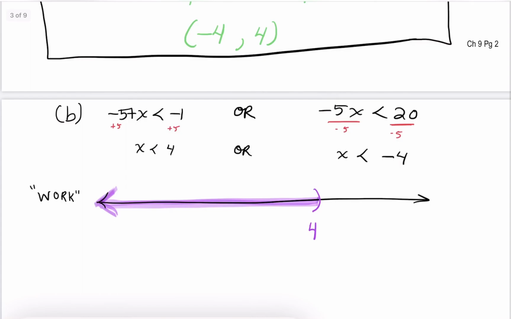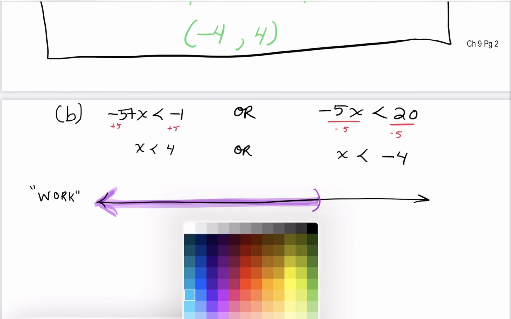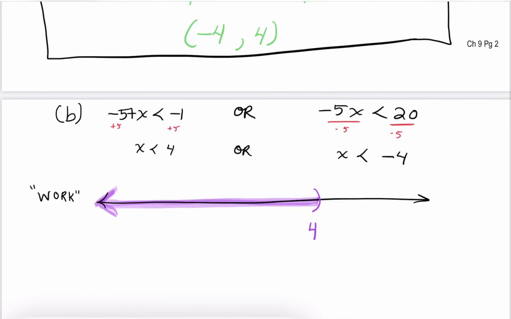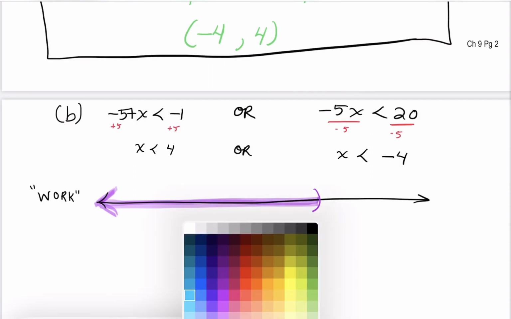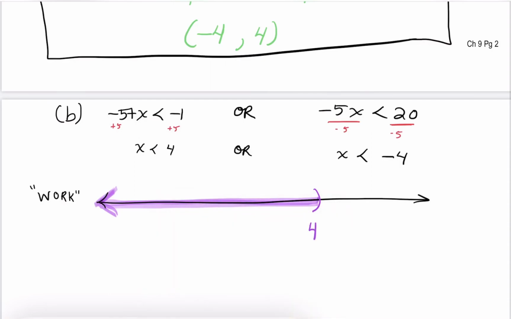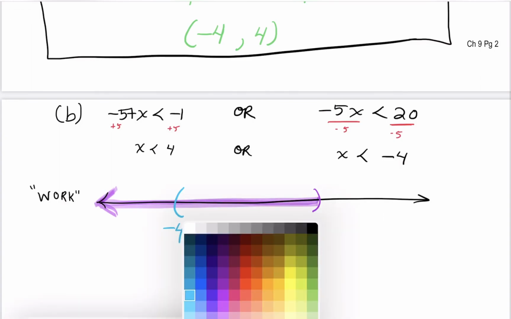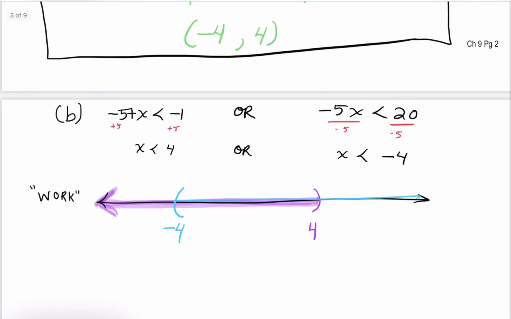And then we did everything that was greater than negative 4. So we put negative 4 over here, and then we shaded everything that was greater than negative 4. And then that part looked like this. Notice that everything was exactly the same up until we're going to now think about what our final answer is going to look like.